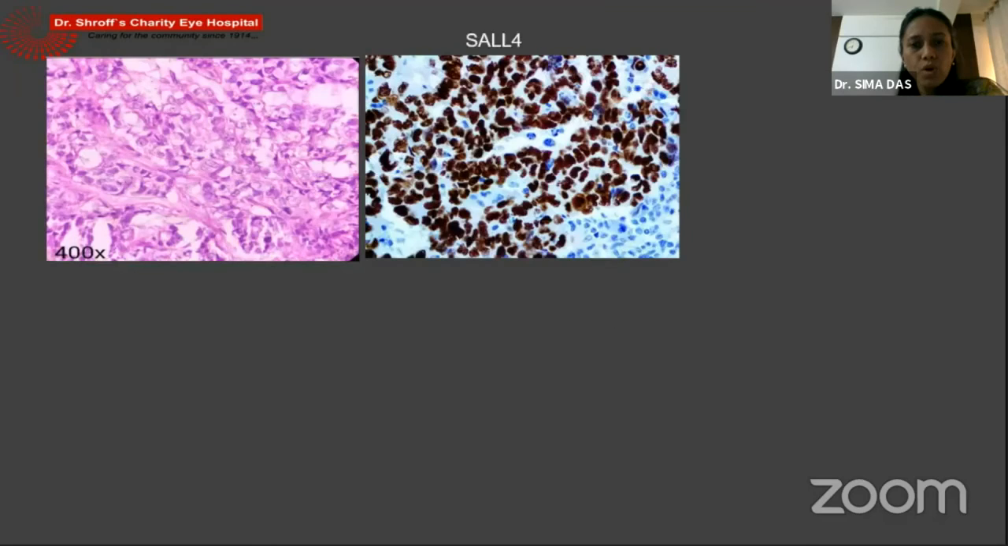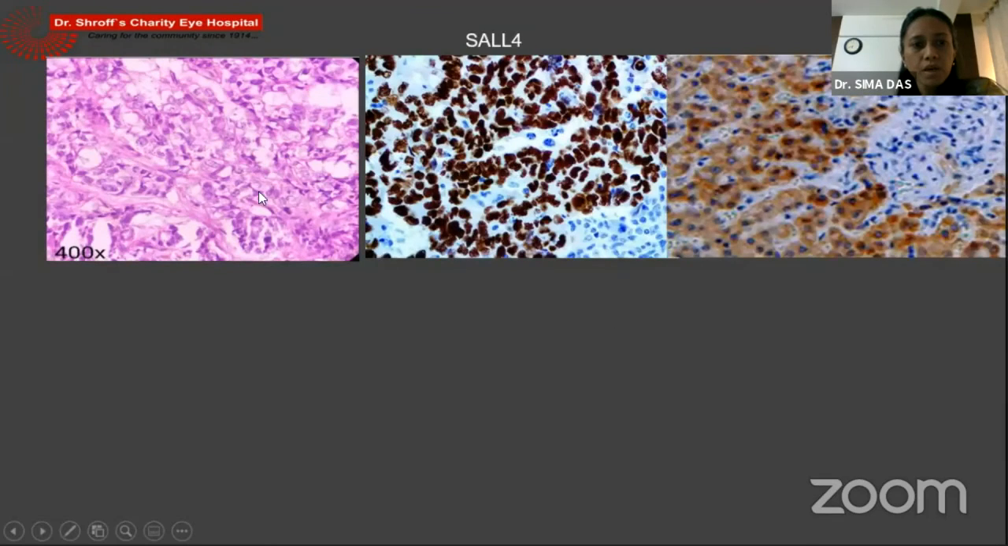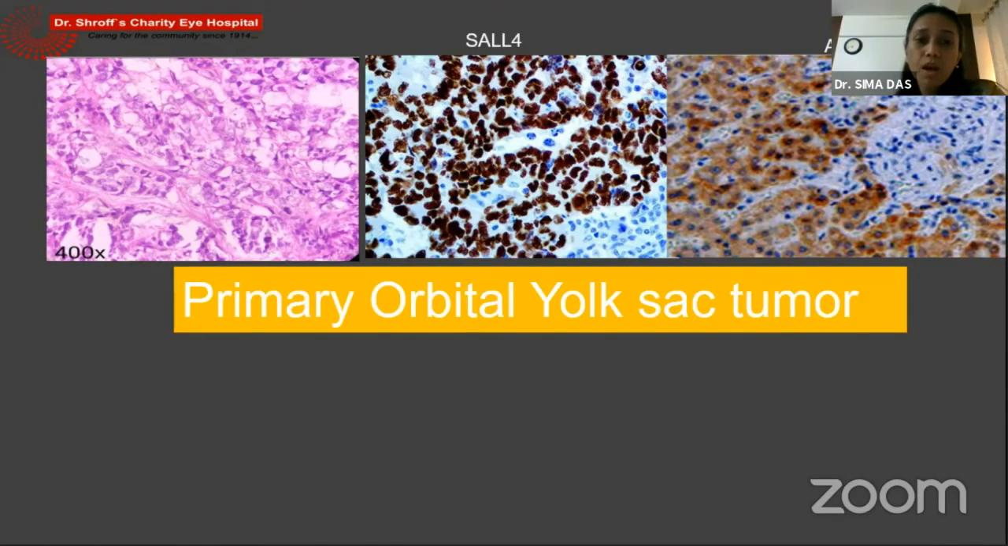Now, this is what we saw in the biopsy. Alveolar sort of pattern with a lot of loose myxoid stroma, and the immuno which was done was positive for SALL4 and AFP, alpha fetoprotein, and we know that with these immunomarkers they are very, very diagnostic of an AIOC tumor.